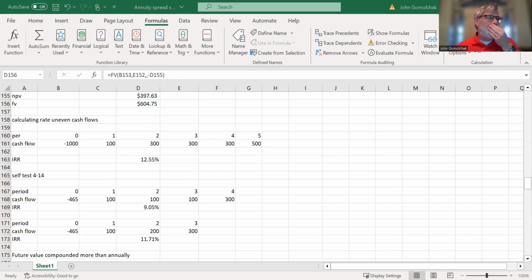Okay. Solving for interest with irregular cash flows. So what is our interest factor? This is going to be the internal rate of return. Okay, so basically we've been using the term rate up till this point, but now because we're going to be using unequal or irregular cash flows, we're now going to be looking for the internal rate of return, the IRR.